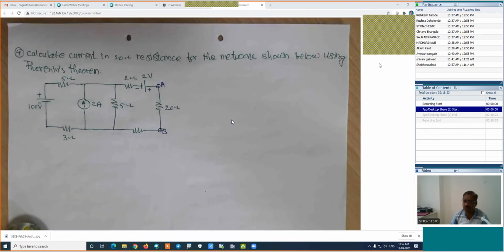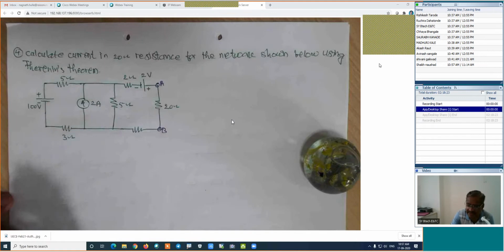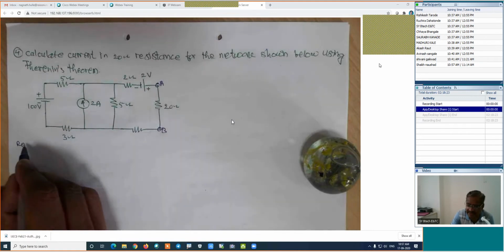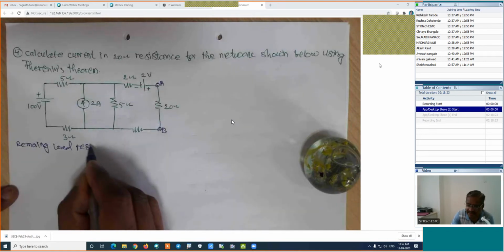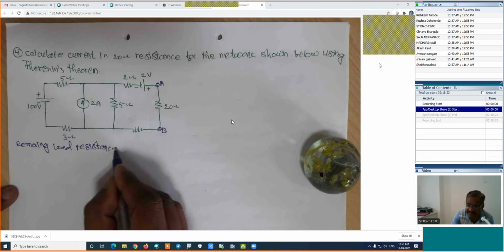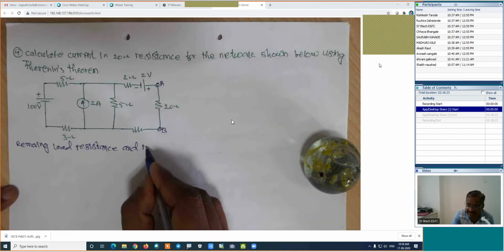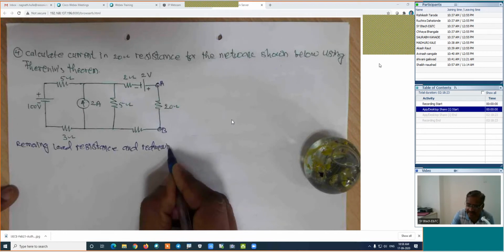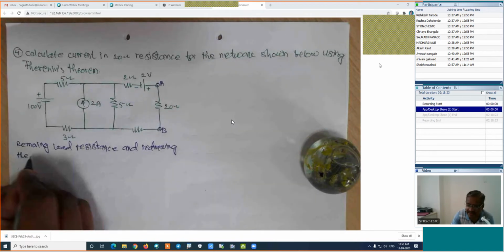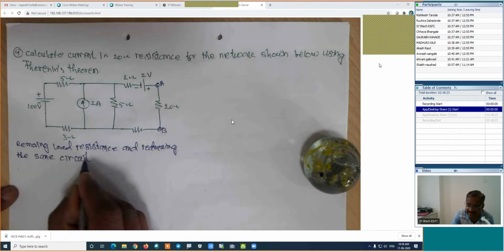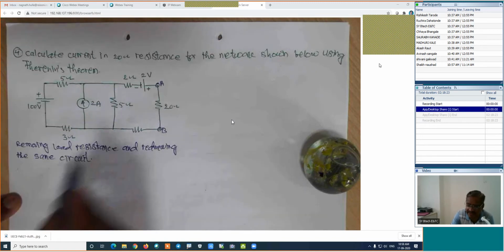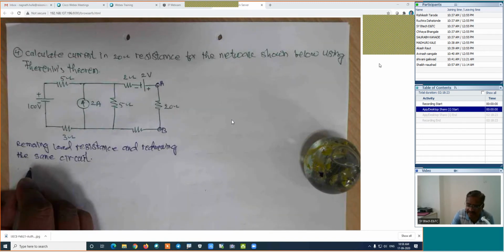First step is to remove the load resistance and redraw the same circuit. I will use the same procedure here. I will write here: removing load resistance and redrawing the same circuit. Is it right? If I am removing the load resistance and redrawing the same circuit, it will be something like this.